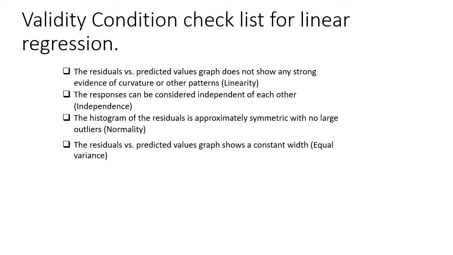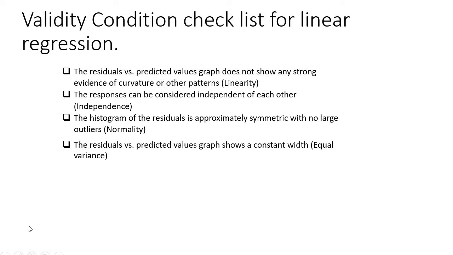All right, so now we're on to validity conditions. I took the checklist that I've shown you before, from the reading in chapter 4. It might be a little bit harder to read, but I took those validity conditions out of a checklist, and this is for linear regression.